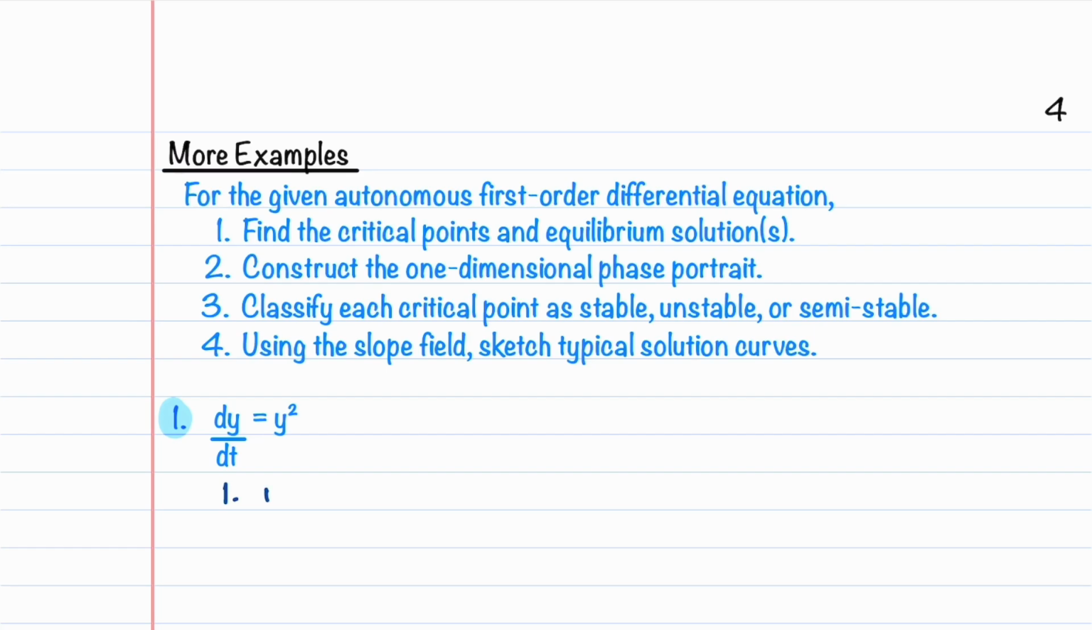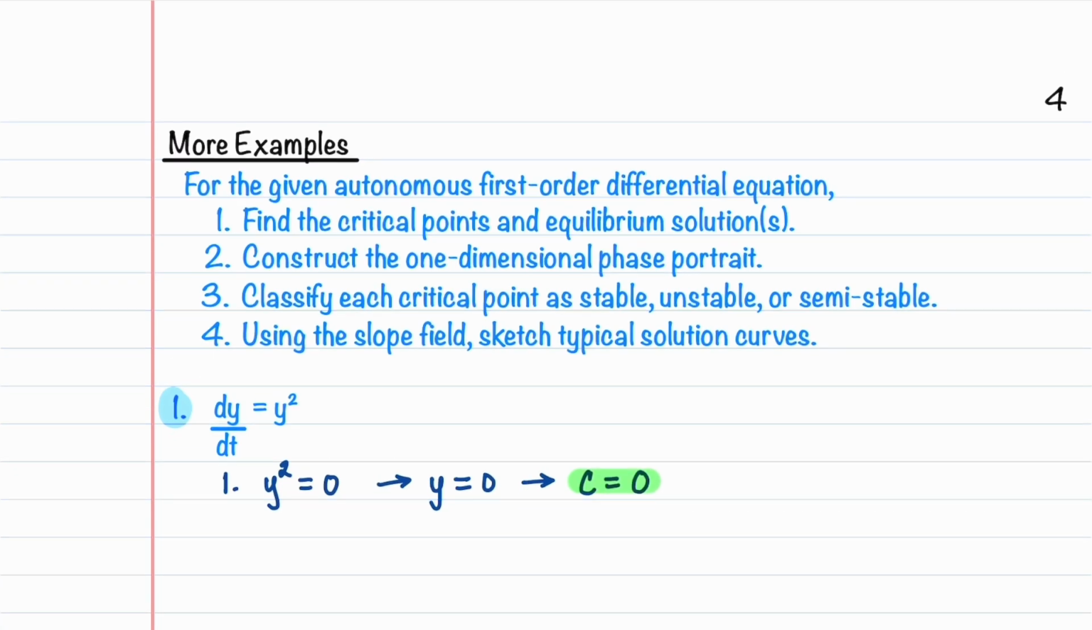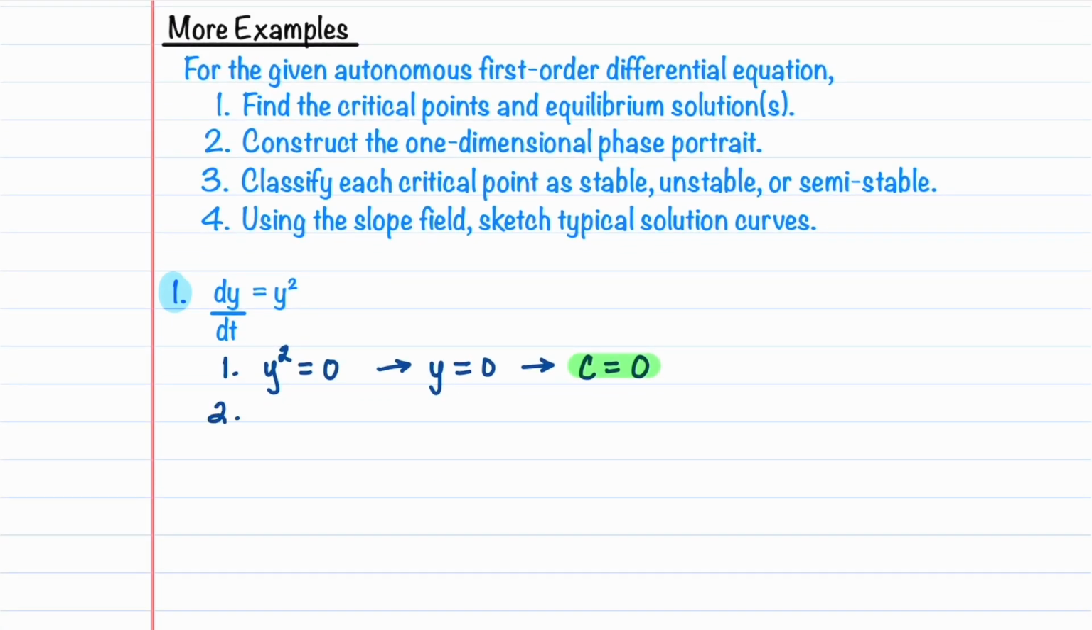So we're going to take our right-hand side, y squared, set it equal to 0, and that's going to give us the solution y is equal to 0. So we can say that our critical point c is equal to 0. I'm calling it c because there is just one of them. The second thing that we want to do is construct our phase portrait. Let's draw our line, and then we're going to put in our point y is equal to 0. Now we need to find out how the solutions behave above and below this point.